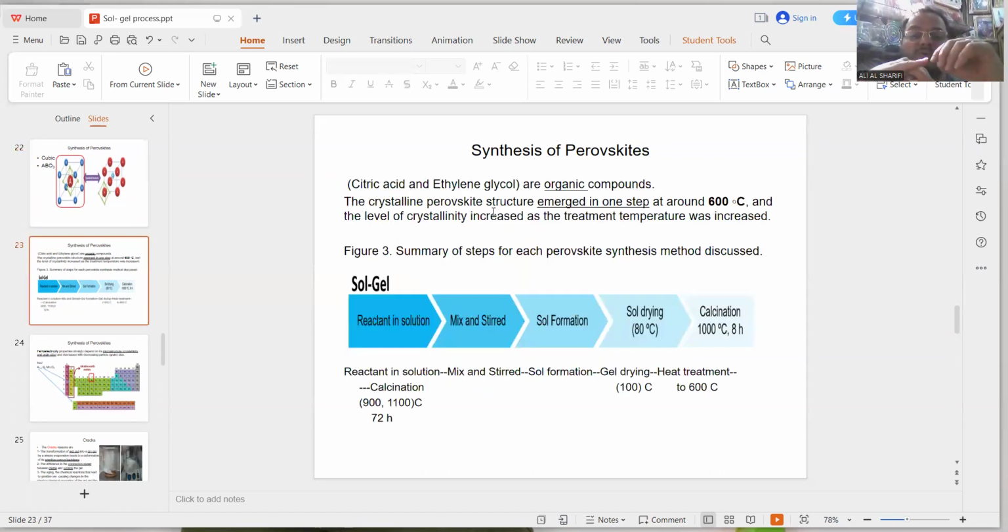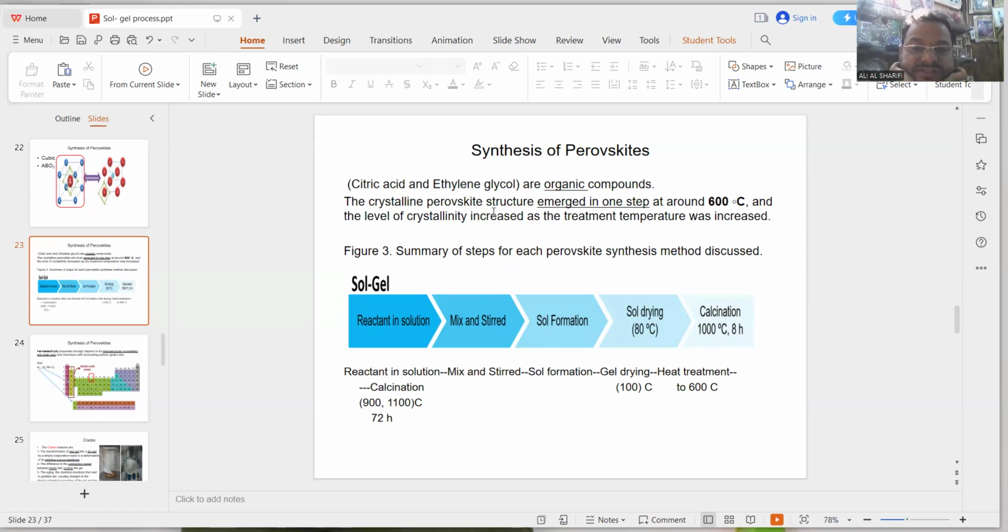Now let's talk about the agents to prevent the cracks. In my study, they were citric acid and ethylene glycol. All of these are organic compounds, in contrast with the solvents, which were inorganic liquids: water, pure water, and hydrochloric acid.